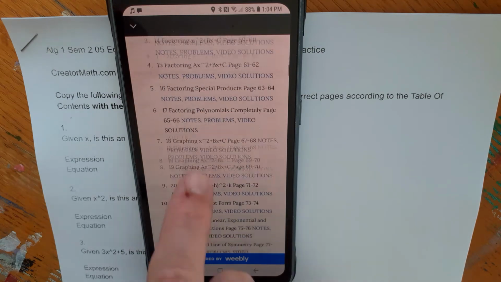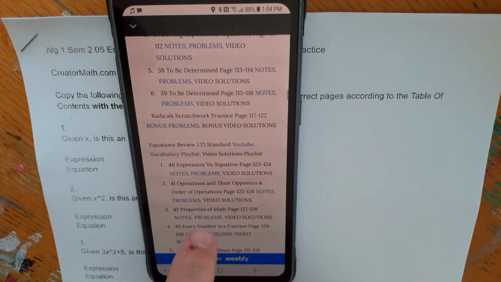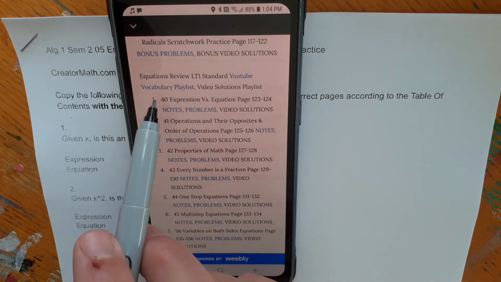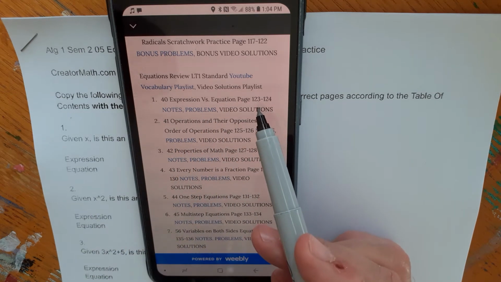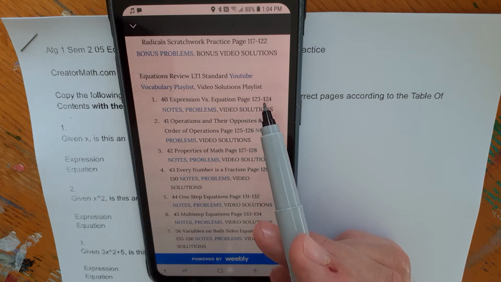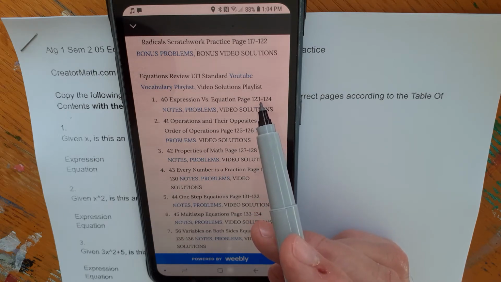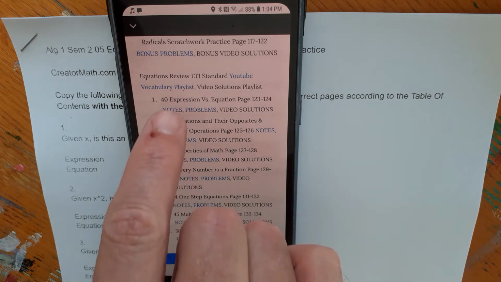All right, we're going to quadratics. Let's find the unit. Exponential functions, no. Here we go, equations review, and this is the first lesson, expression versus equation. Here are the pages where the notes go in your comp book. Don't look at this video for where they go. Go and actually look at the table of contents on the website because this will be wrong by the time you see it.